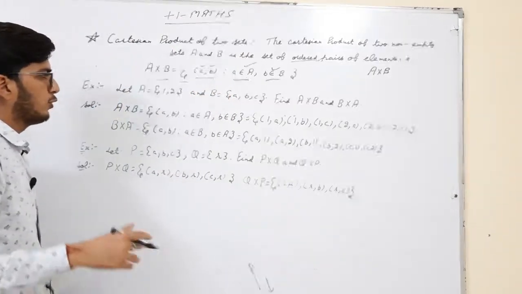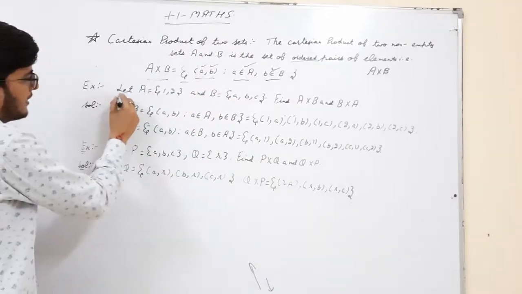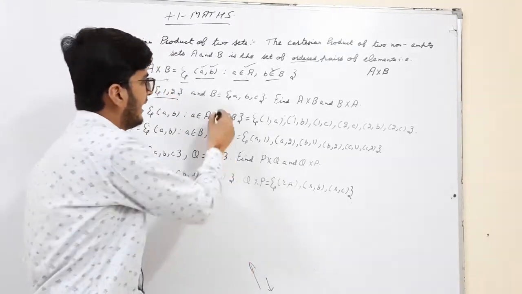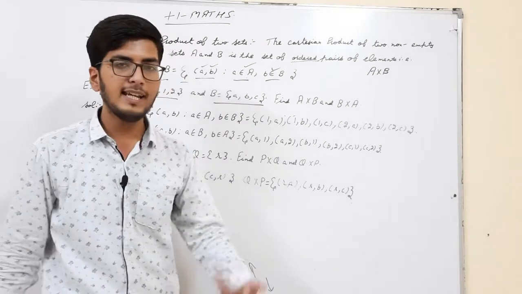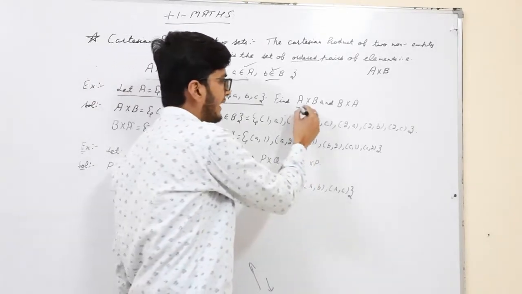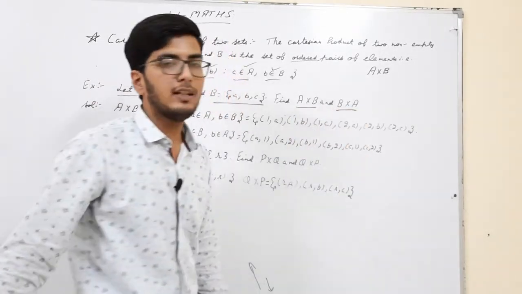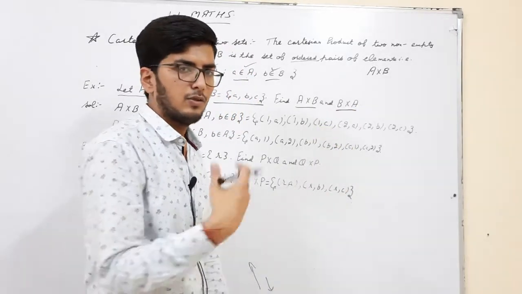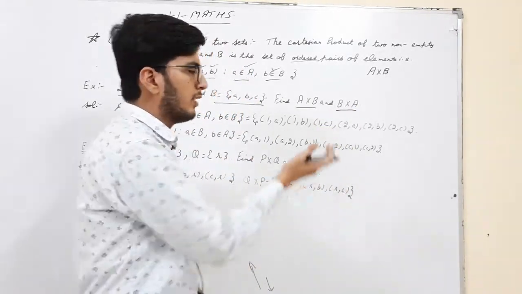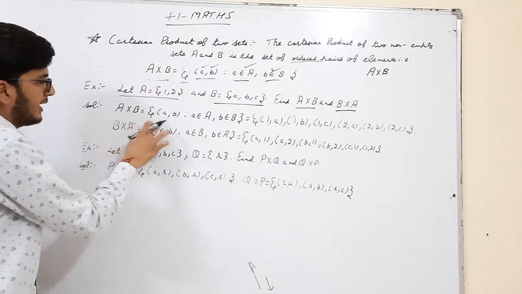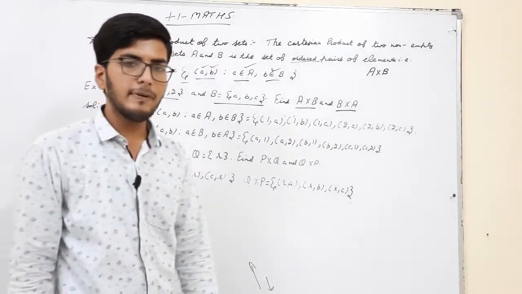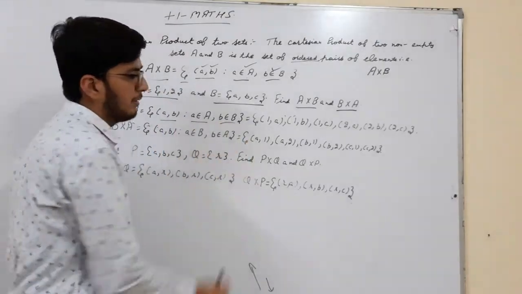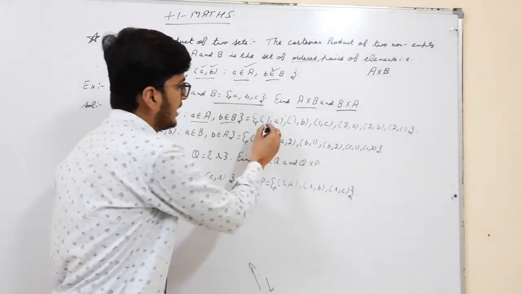Now I will give you an example. The first example says: let A be the set {1, 2} and B be the set {a, b, c}. Now they said find A cross B and B cross A. Now they won't be the same, right? How won't they be the same? Let us check. A cross B is the set of ordered pairs (a, b) such that a belongs to A and b belongs to B. So it will be like this.